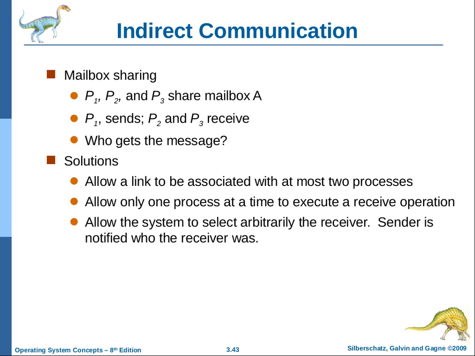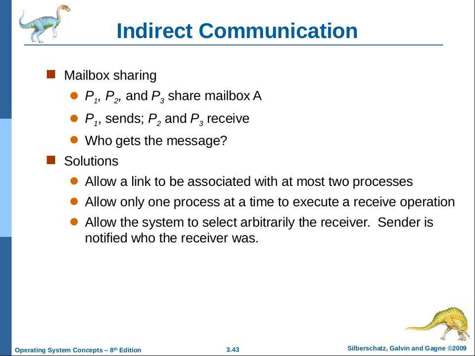All right. Mailbox sharing. P1, P2, and P3 share mailbox A. P1 sends, P2 and P3 receive. Who gets the message? Should both of them get the message? Depends on what the program's doing. Okay, there we go. If you need the sine and cosine of what you've sent, and one process does the sine, the other one does the cosine, they both should get it.